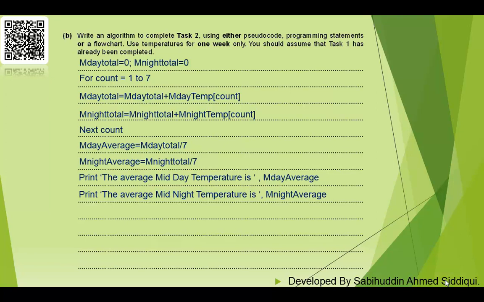Now write an algorithm to complete task 2 using either pseudocode or programming statements, or a flowchart. This means if they do not mention pseudocode or flowchart, if they require you to write only the programming statements, sometimes it's up to them, when they require you to write only the pseudocode or programming statements or flowchart. So in that condition you are fixed.